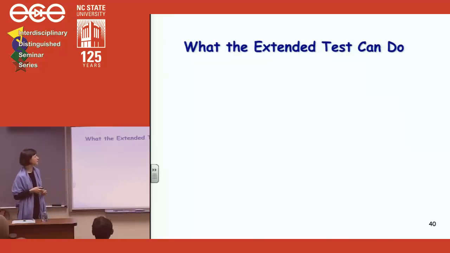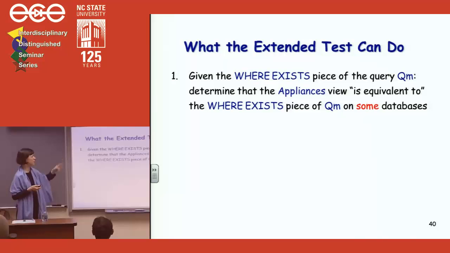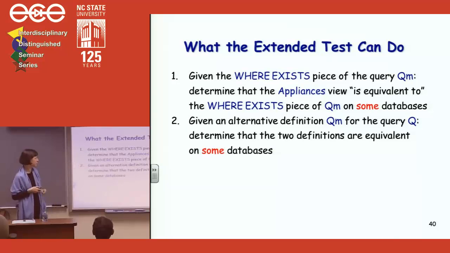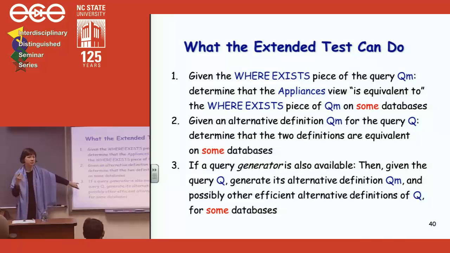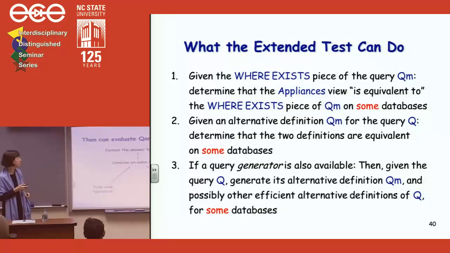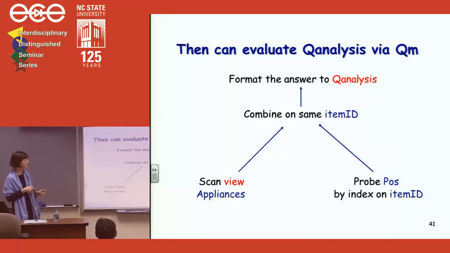And so what does the extended test give us? It tells us that QM is a good representative for our original query Q on our databases of interest that satisfy the primary key. It says that the definitions are equivalent, and we can build a query generator that will generate QM from Q, because it did generate QP from Q, and that's exactly QM. This is our generator. And this is very valuable for optimizers. And then you can use this plan that we saw in the beginning to answer our query Q.